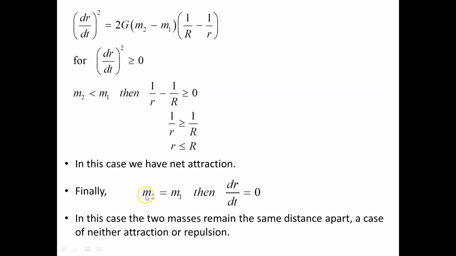Now finally, if m2 equals m1, then dr/dt is 0 and this condition is met. dr/dt is 0, that's greater than or equal to 0, in this case equal to 0. And in this case, the two masses remain the same distance apart. A case of neither attraction nor repulsion. So, not a problem. Interesting.